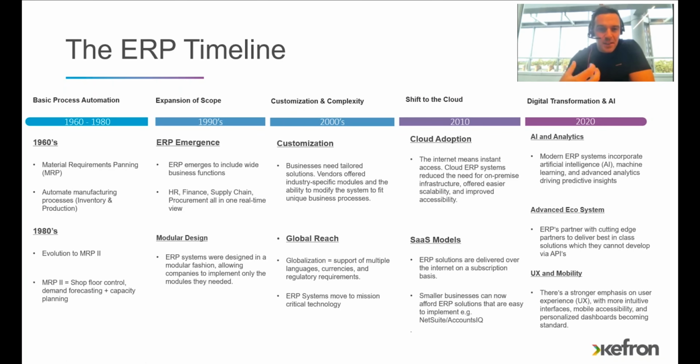So again, businesses started to need in the early 2000s very tailored solutions. And this is where we kind of saw the emergence of, I guess, niche offerings in different industries and organizations. So vendors started to offer industry-specific modules that had the ability to modify and basically fit to unique processes. So customization around specific ERP systems started to become very, very normal.